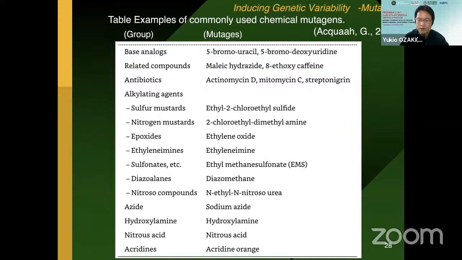One of the most effective chemical mutagen groups is that of alkylating agents. Another group is the base analogs. Examples are 5-bromouracil and maleic hydrazide. Other chemical mutagens commercially used are ethyl methanesulfonate, EMS, and EDES.